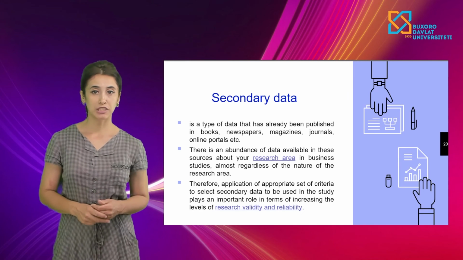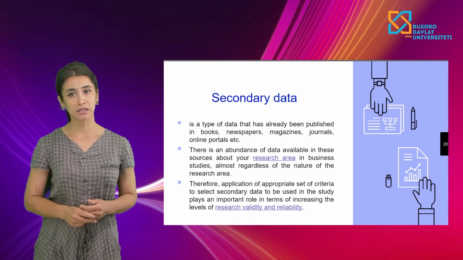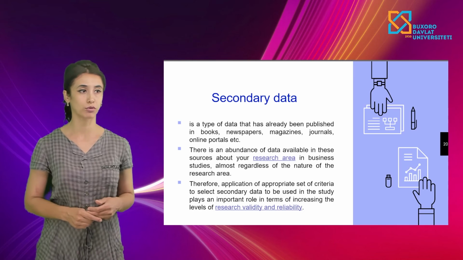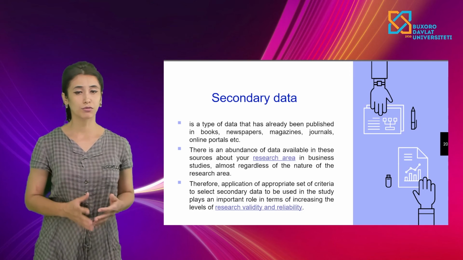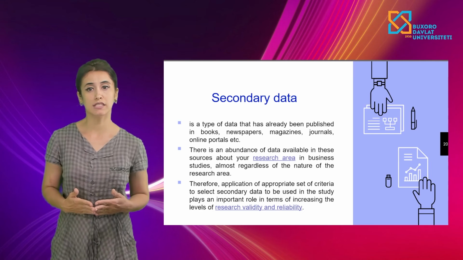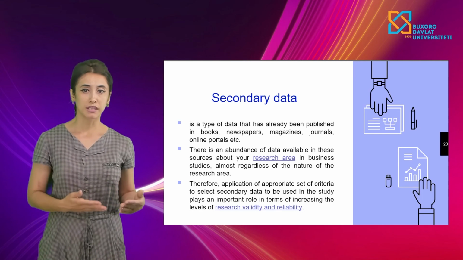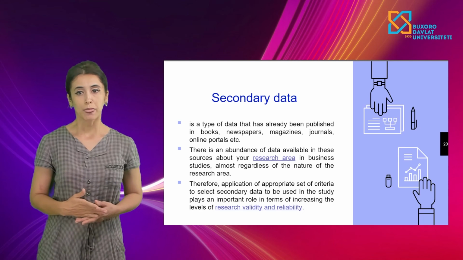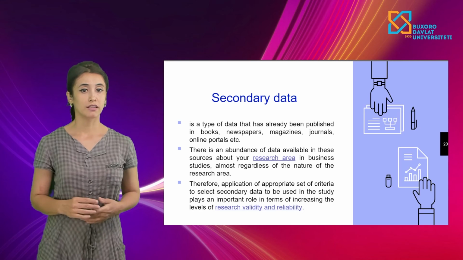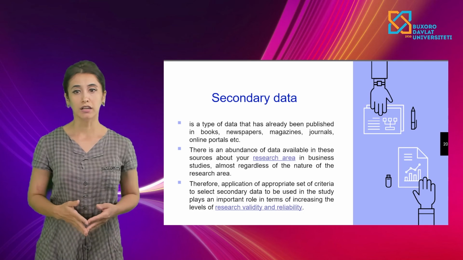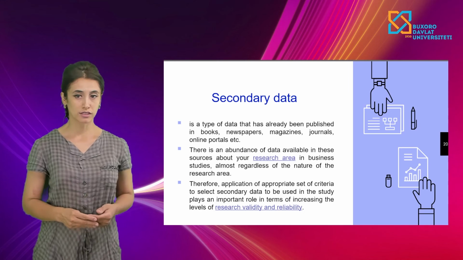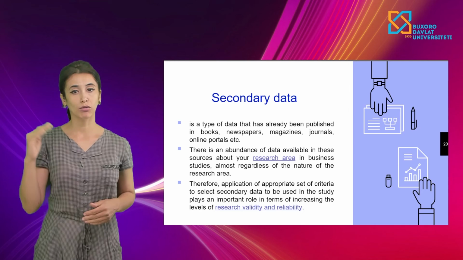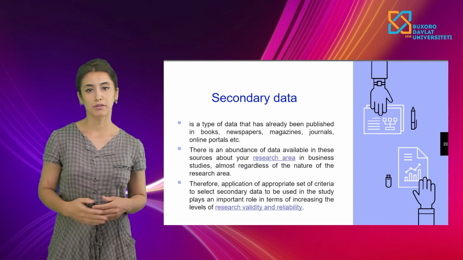So, secondary data. It is a type of data that has already been published in books, newspapers, magazines, journals, or online portals. There is an abundance of data available in these sources about your research area in business studies, almost regardless of the nature of the research area. Therefore, an appropriate set of criteria to select secondary data to be used in the study plays an important role in increasing the level of research validity and reliability.